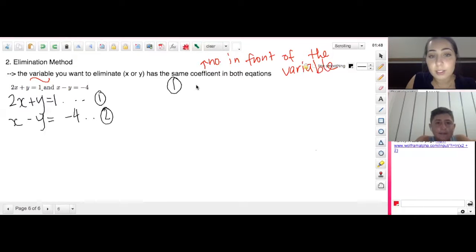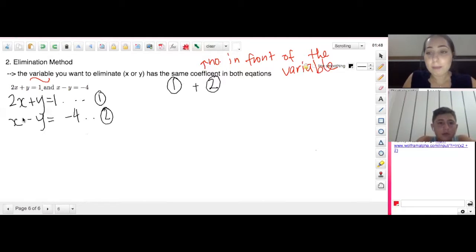And so that's what we're going to do to both equations. We're going to do equation 1 plus equation 2. So what that means is that we first consider our values of x. We have 2x in equation 1 plus 1x in equation 2. So 2 plus 1 is 3. So we have 3x. Then we consider our y's. So we have y minus y is 0. Equals 1 plus negative 4, which is negative 3.